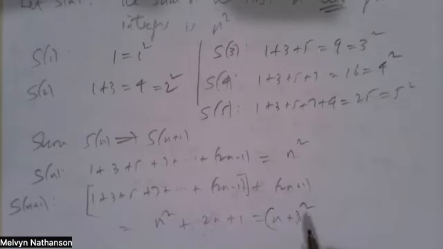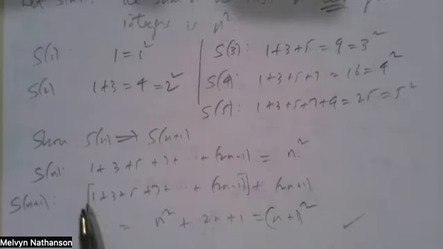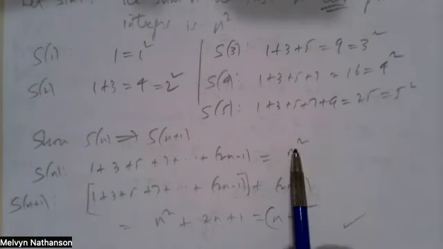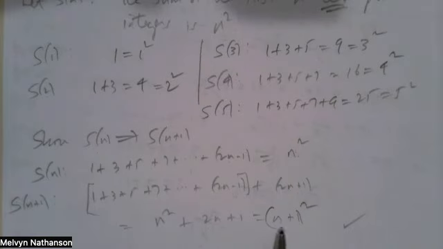So that's the whole proof. We're done. If the sum of the first n odd positive integers is n squared, then the sum of the first n plus 1 odd positive integers is n plus 1 squared. So this is true for all n.